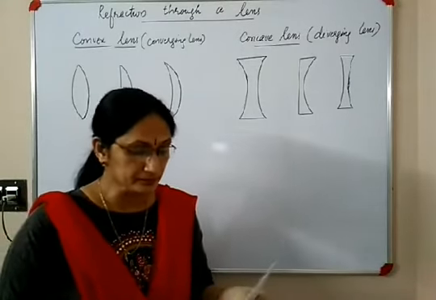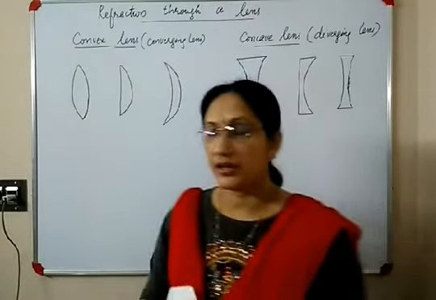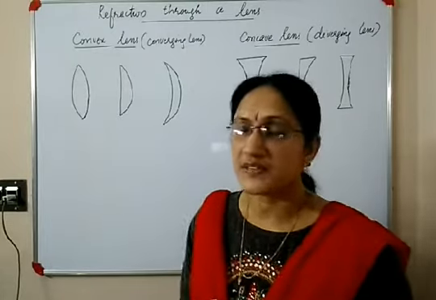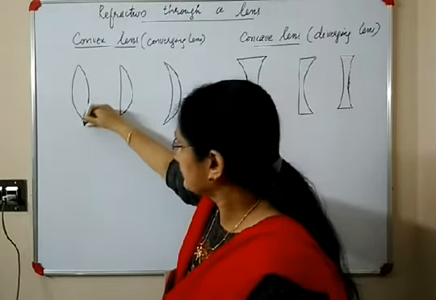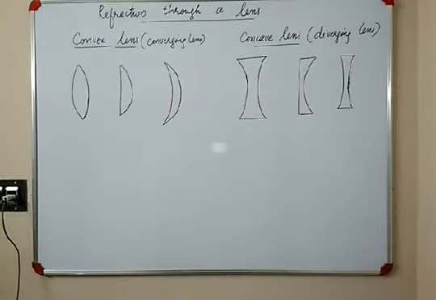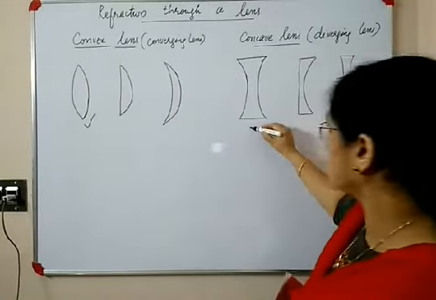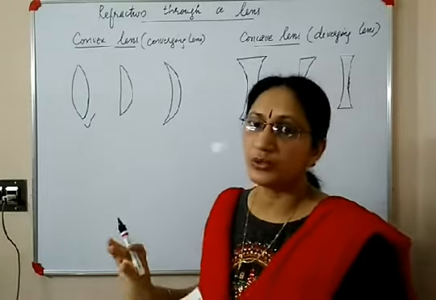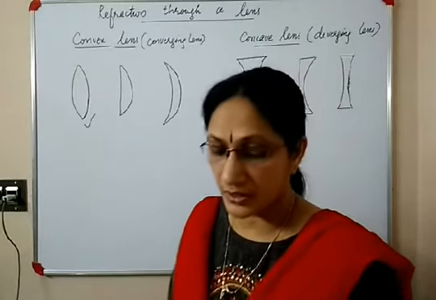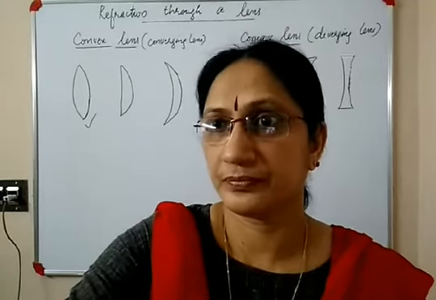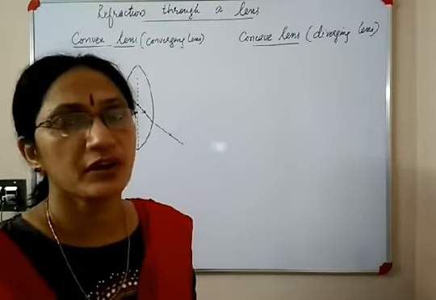Then let us see what will happen when light passes through a lens. In your syllabus you have to study mainly double convex and double concave lens. These are the two lenses coming in your syllabus. Now let us see what happens when light passes through a lens.